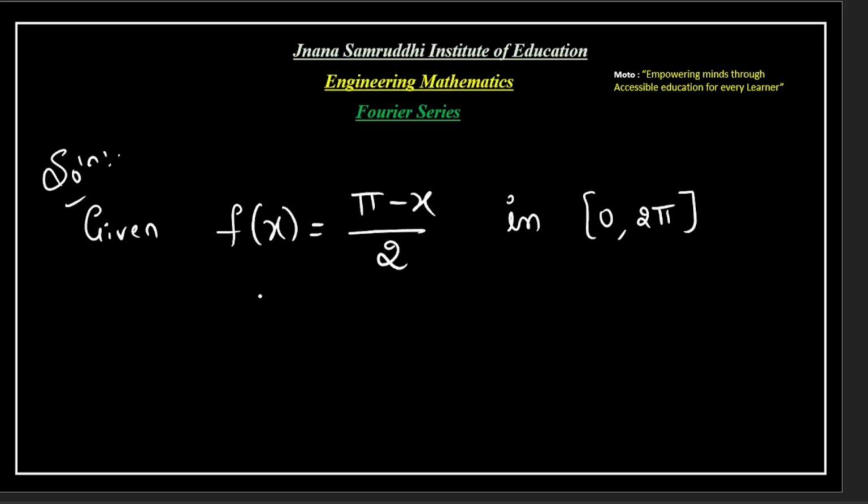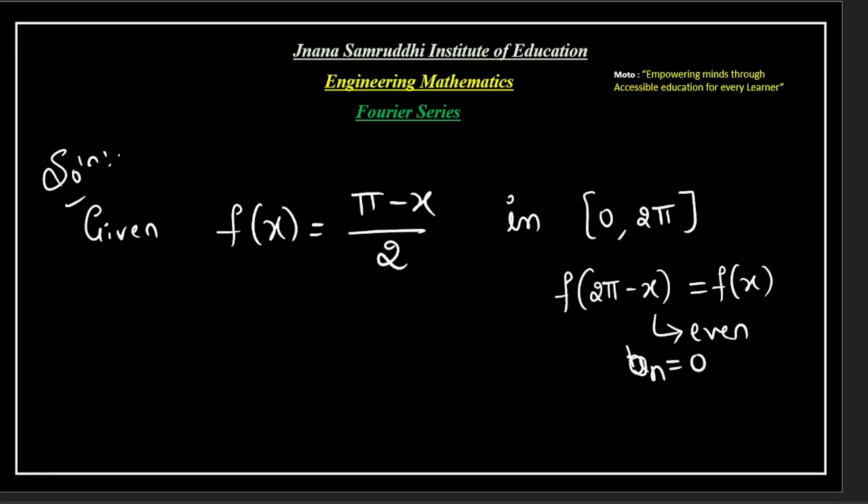The first step is we need to check whether the given function is even or odd. In order to check whether the function is even or odd for the range 0 to 2 pi, in the place of x we need to replace 2 pi minus x. If we replace 2 pi minus x and we get f of x, then we consider such a function even. If the function is even, then the values a0 and an will exist, and the value of bn will become 0.